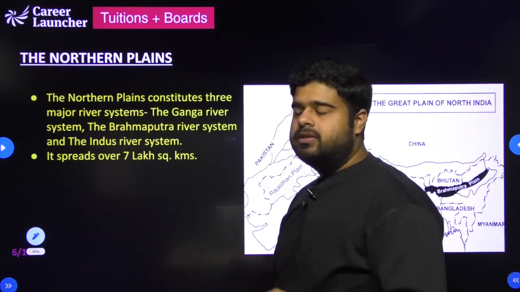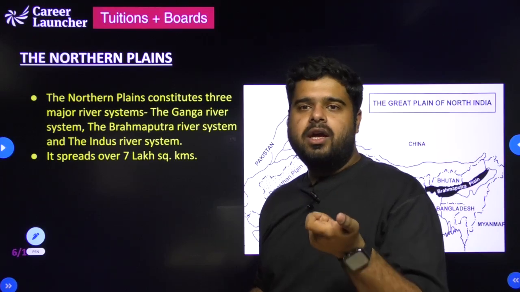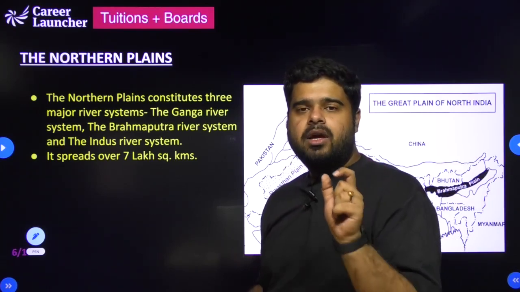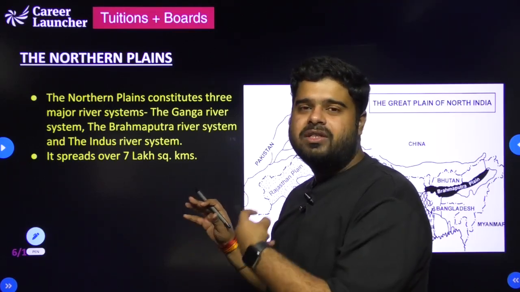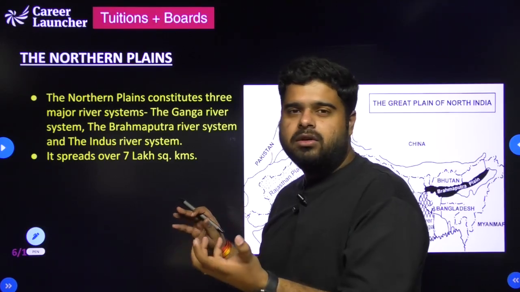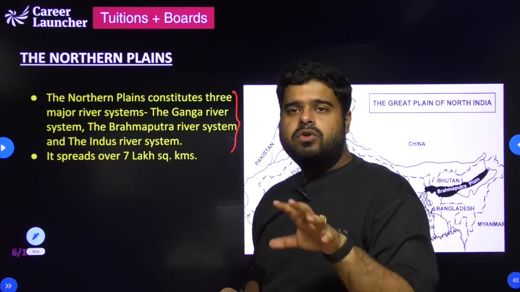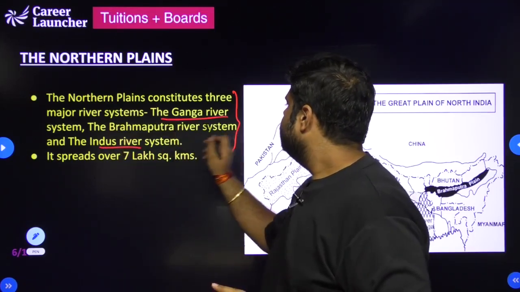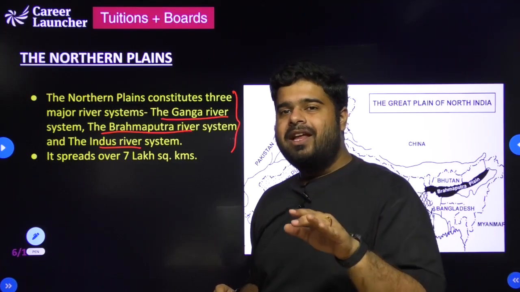Moving ahead, let's deep dive into the northern plains. First of all, we have to understand what the plains are. The plains refer to the area where the rivers coming down from the Himalayas, carrying sediments with them, accumulate in the region, resulting in the formation of plains, which are very fertile and helpful for growing crops and other things. The Indian northern plains constitute three river systems: the Indus river system, the Ganga river system and the Brahmaputra river system. The northern plain is spread across 7 lakh square kilometers.